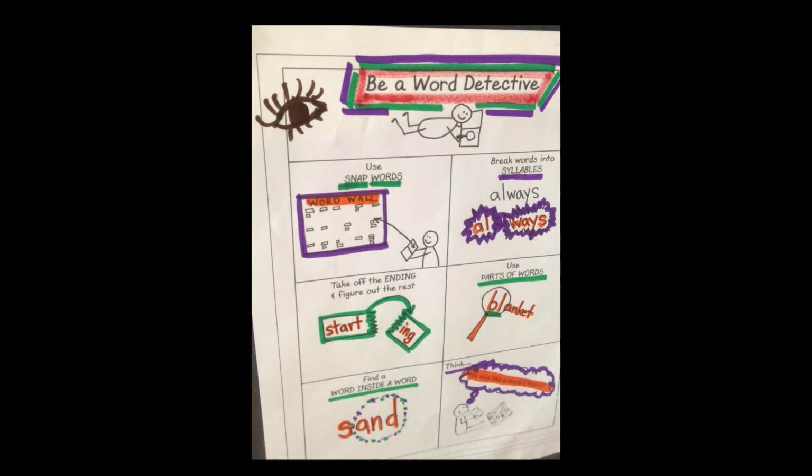Remember, you can always go and mark a word in your book with a Post-it note and come back to it to discuss that word with your adult or with your sibling.